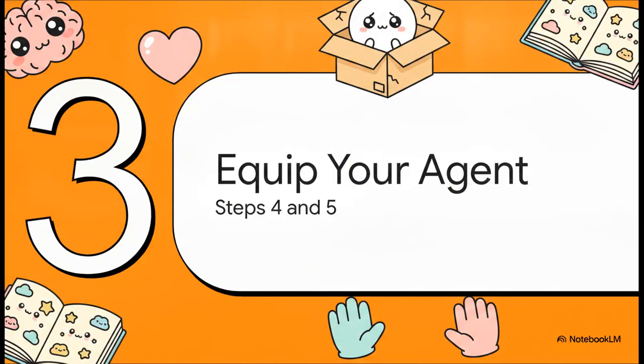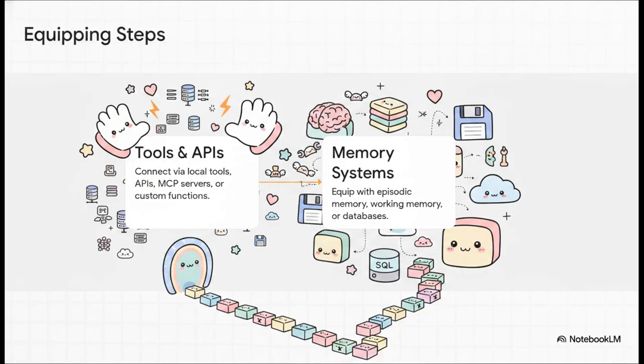All right, moving on to part 3, equipping your agent. We'll be looking at steps 4 and 5 here. Okay, so right now, our agent has a brain, a persona, and a clear purpose. But it's kind of trapped in a box. In this phase, we need to give it hands to interact with the real world and a deep memory bank to learn from. Step 4 is where the magic really starts happening.